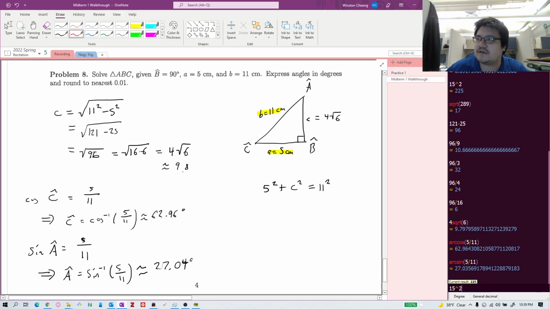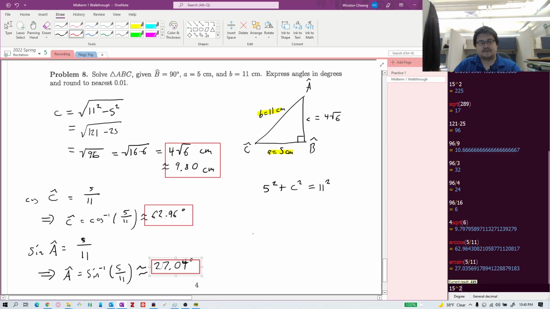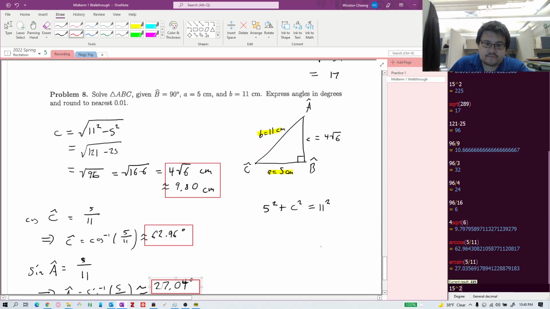Wait, what is this? Okay, this is 9.80. 9.80 centimeters. I should specify centimeters because units are given. All right, so red box. So this guy, this angle and this angle. These are the three things that I needed to solve for to finish off this problem. All right, and that's all of midterm 1.